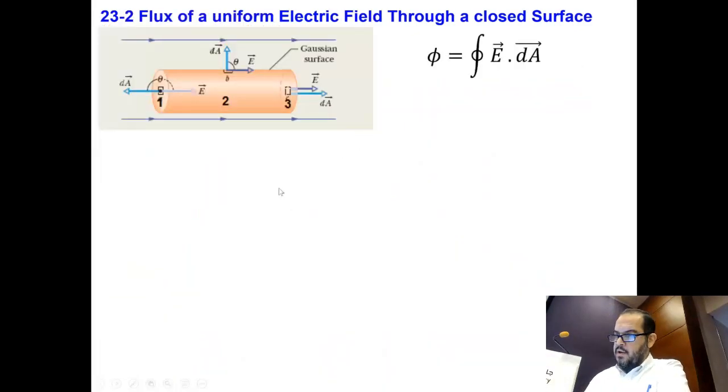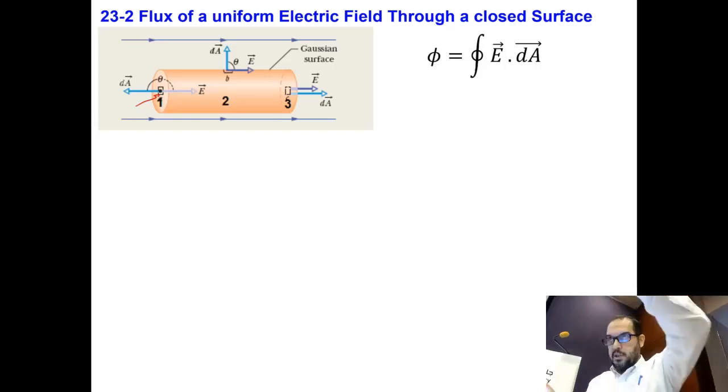Okay. So let's take an example. So here we have an electric field, a uniform electric field, so it's the same direction, same magnitude everywhere. It's going through a closed surface. This closed surface is a cylinder, okay? And we want to determine what is the flux through this closed surface. So since we have a cylinder, we can divide it into 3 areas. Area number 1, in this case the electric field is piercing through this area.